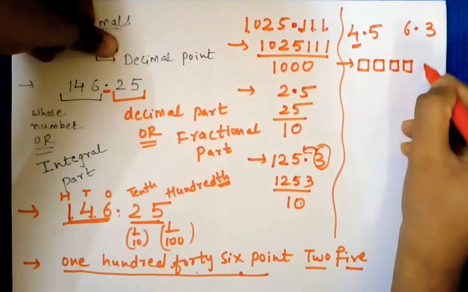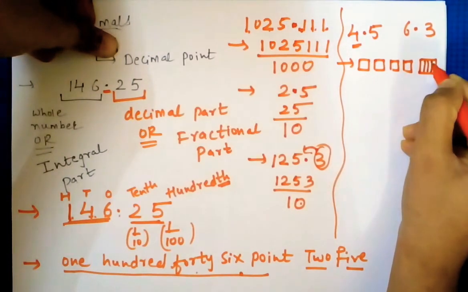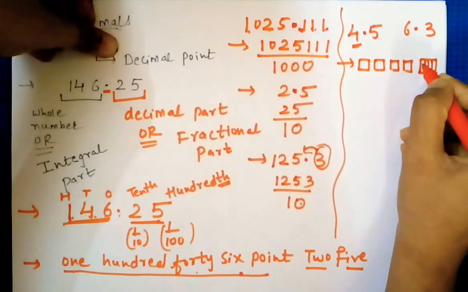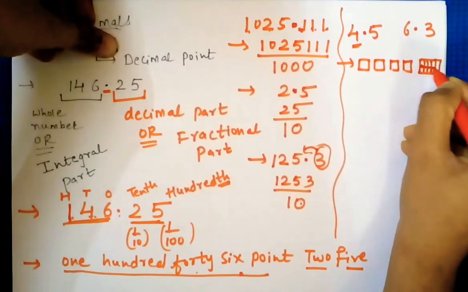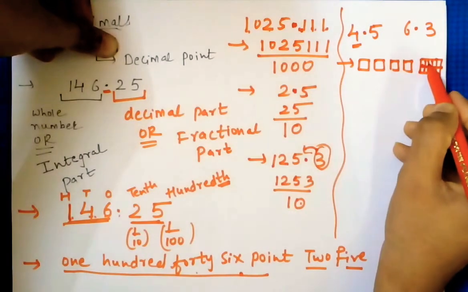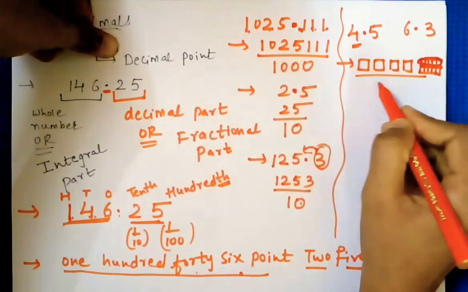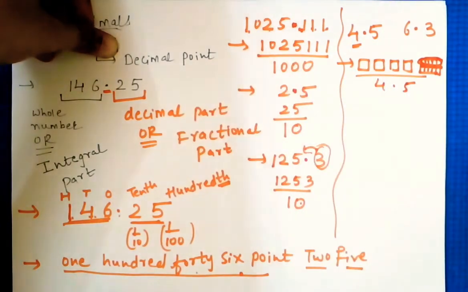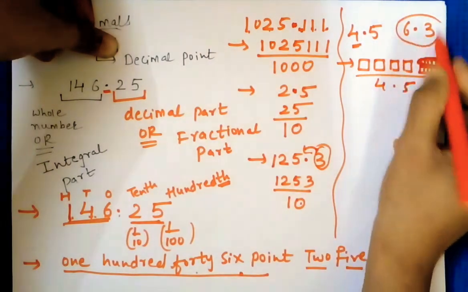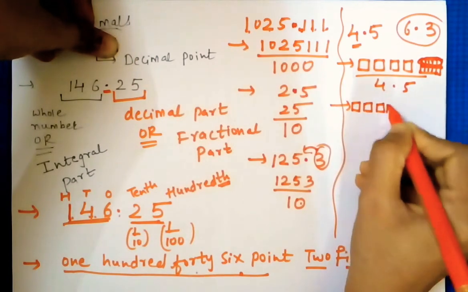0.5 means we have to make 10 parts of it, 1, 2, 3, 4, 5, and out of those 10 parts we will take 1, 2, 3, 4 and 5 parts, this much part. So this is 4.5. And in the same way, if I talk about 6.3, I am taking 6 whole parts.